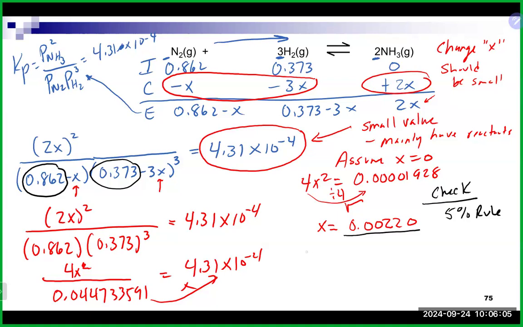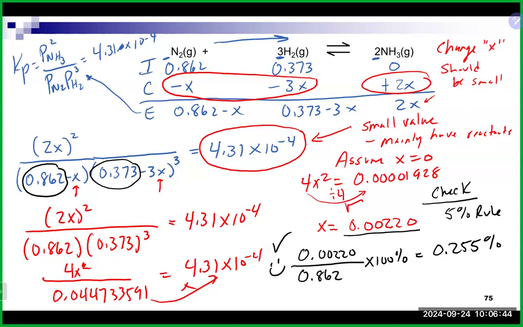So for example, here we could check it by taking 0.00220, which is the X value we got. We could divide it by 0.862 times 100%. And if we do that there, 0.00220 divided by 0.862 times 100, that's going to give us 0.255%. That is less than, obviously, 5%, which means this check is good as long as it's less than 5%.